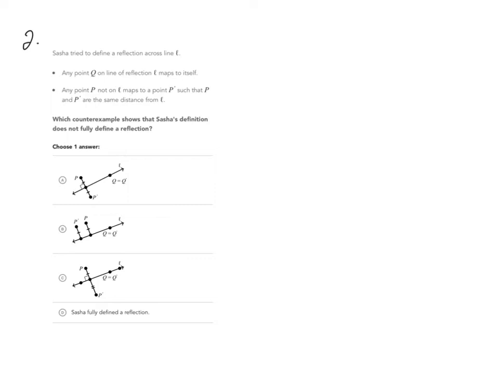So example A does show that P and P prime are both the same distance from L, and they are reflected across the line, so that's good. However, example B does show that P and P prime are the same distance from L, but we see that they're both on the same side of the line of reflection, and that's not what it means to reflect. It means we should have one below because we're reflecting over the line. But she didn't mention anywhere that one has to be on the other side of line L. So B is a great counterexample of why her definition isn't quite right.